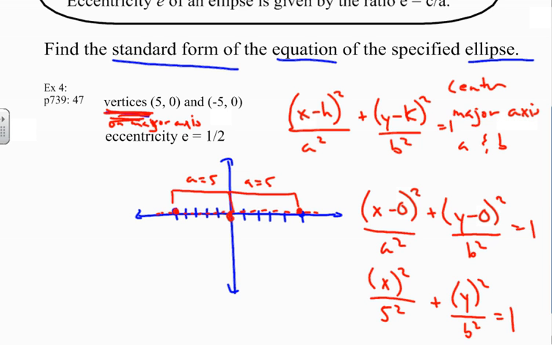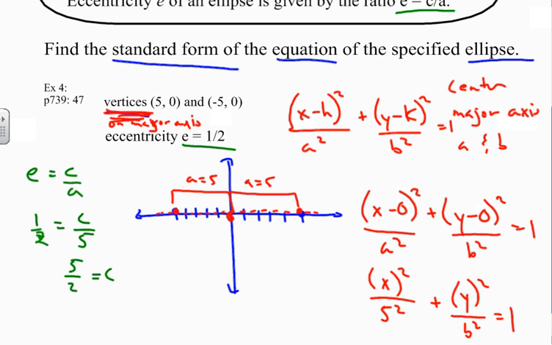Now in the final step, we need to figure out what our b value is. To help us figure this out, we are given the eccentricity. Eccentricity, if you recall, is c over a. Plugging in the eccentricity, which is 1/2, equals c, which we don't know, over a, which we know is 5. Solving for c, we can see that c equals 5 halves.